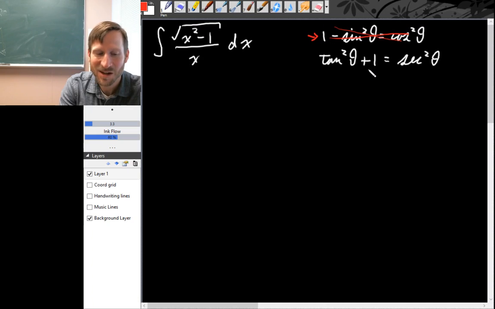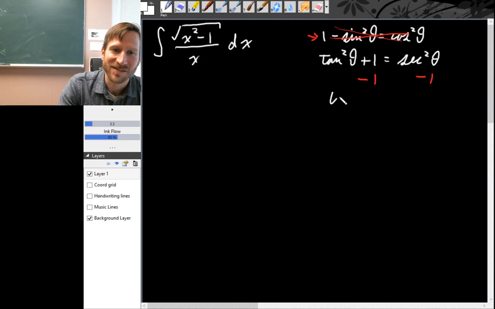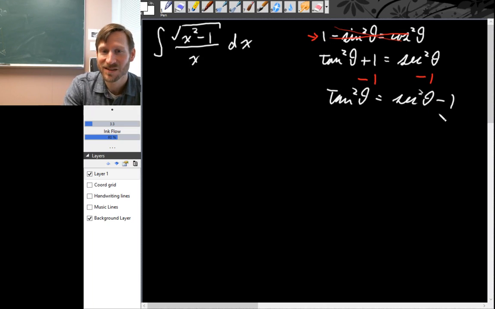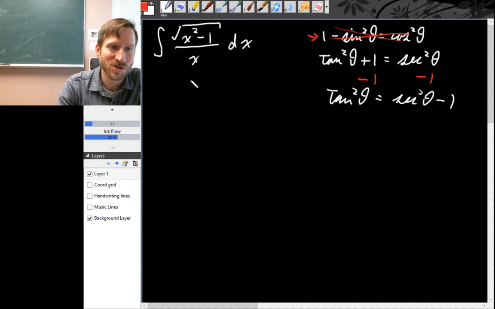But actually, with this second one, there's a very easy way to make the constant part have a minus sign on it, and that's just subtract 1 from each side. That gives us tangent squared theta equals secant squared theta minus 1. So now the right-hand side of this identity is starting to look like the inside of this square root, the variable part squared minus 1. And this is suggesting that the substitution we should do this time is x equals secant theta.